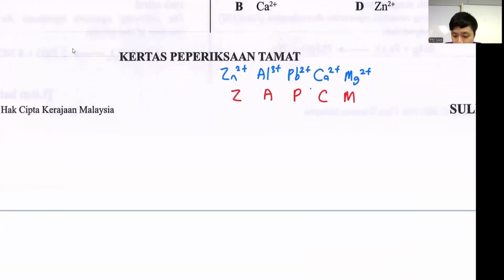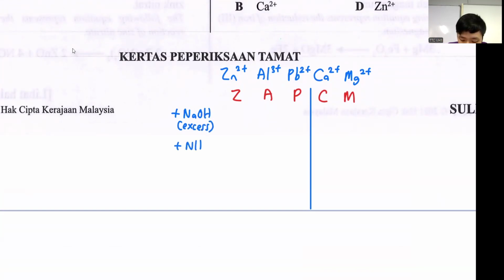Then you split the Z and CM. Don't forget, the first thing that you add is NaOH. Of course, you also add excess. Second, you add ammonia. You also add excess. Third one, you get KI, potassium iodide.